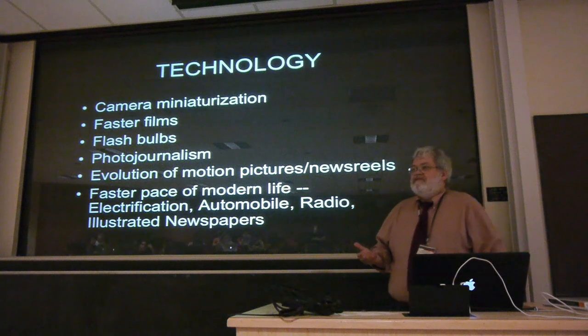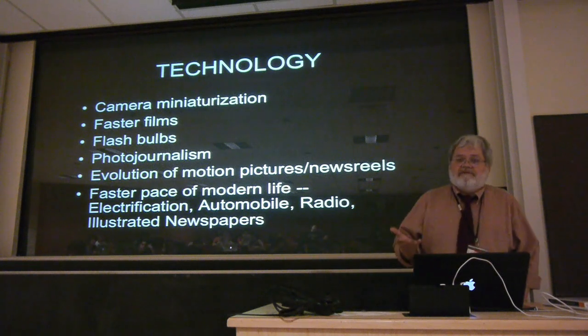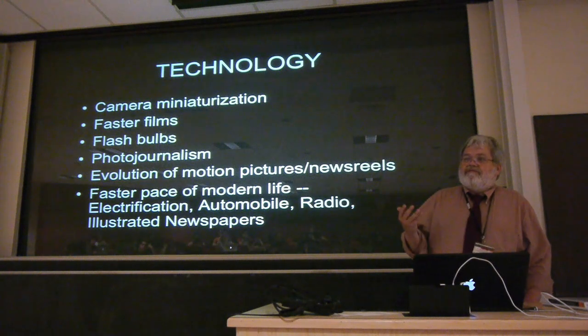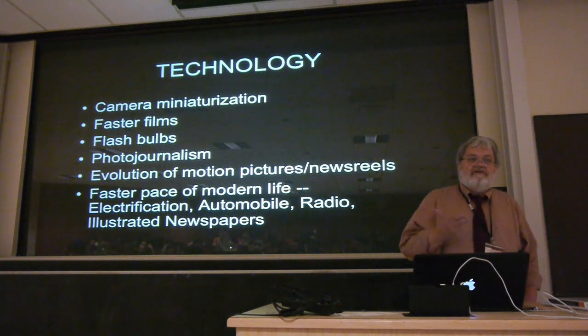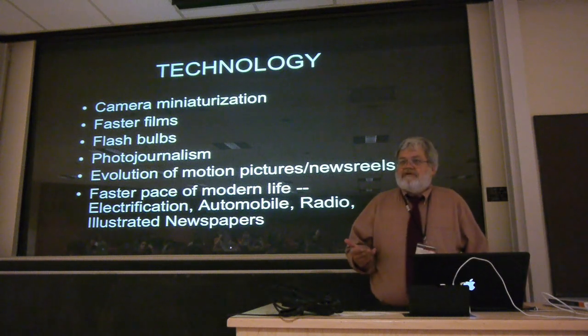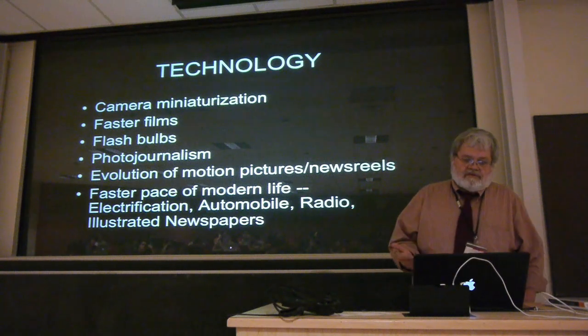Films got faster. You could take pictures in low light levels much easier. Flash bulbs were now available. You could bring in artificial lighting. You no longer had to deal with just regular light in the room. This led to a rise in photojournalism in new ways, which we'll see in the 30s.